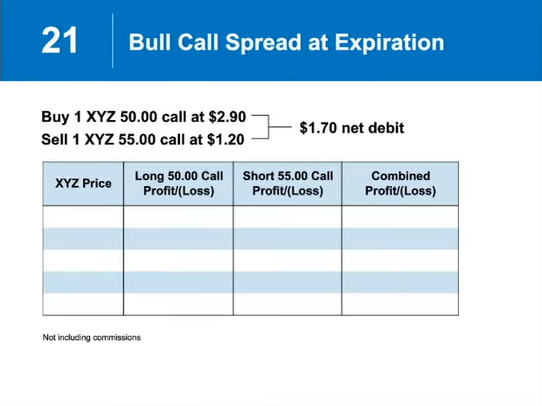With the long condor at expiration, the maximum profit is limited. We've talked about very similar to the butterfly, strike increment differential minus the debit paid. We've gone through that. Break-even points a little different. Again, I think it takes some repetition. That downside break-even is the lowest strike plus the net debit paid. The upside break-even is that highest strike minus the net debit paid.